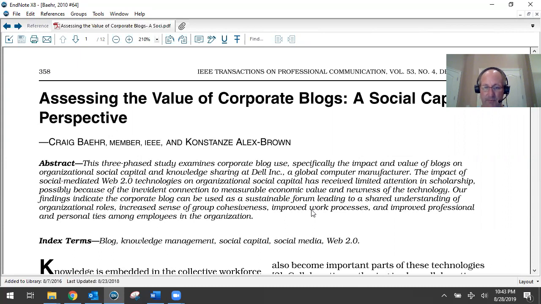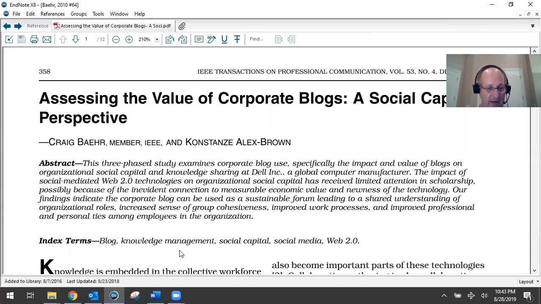Now, our findings here. This is what I want you to focus on. Our findings. So they did a study. Dr. Bear and Dr. Alex Brown did a study, and their findings indicate that a corporate blog can be used as a sustainable forum leading to a shared understanding of organizational roles. Increased sense of group cohesiveness.